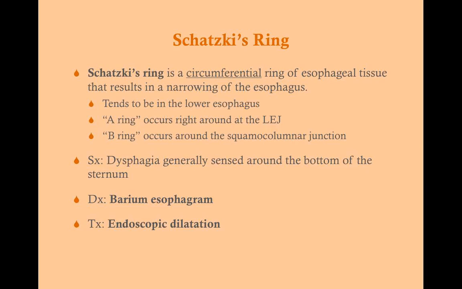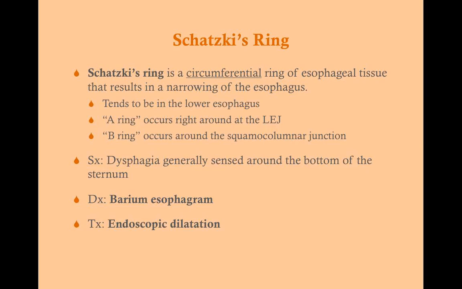The symptoms for Schatzki's ring is going to be dysphagia that's sensed around the bottom of the sternum. So usually where the patient says that they feel the food is getting stuck, it's usually a little bit lower than that the food is actually getting stuck. So if the patient's pointing to their neck that they've got the dysphagia, it's not a Schatzki's ring. Likewise, if they're pointing to the bottom of the sternum, it's more than likely a Schatzki's ring, not a Webb or a Zenker's diverticulum. The diagnosis, again here, is going to be a barium esophagram. This is a mechanical obstruction. So barium esophagrams show those just really well.